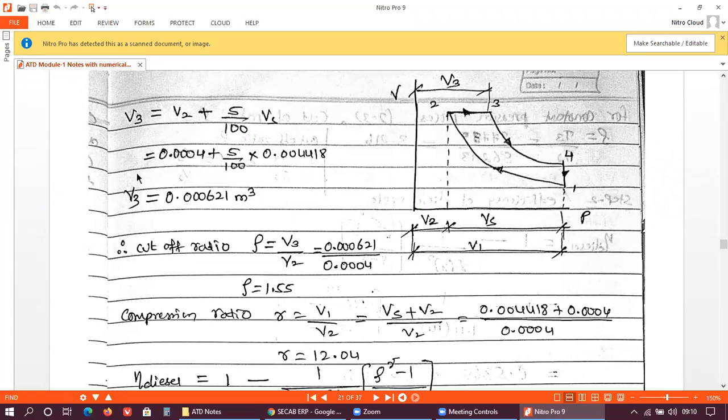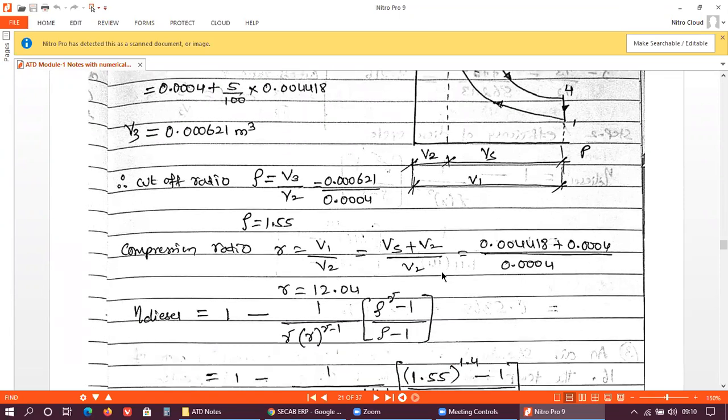To calculate this, first we will go with this V2 value. V2 is already given in the problem statement, 0.0004 plus 5% of the stroke volume. So 5 divided by 100 is nothing but the 5%, multiplied by Vs, 0.004418. So by this we can calculate the value V3. V3 is equal to 0.000621 cubic meter.